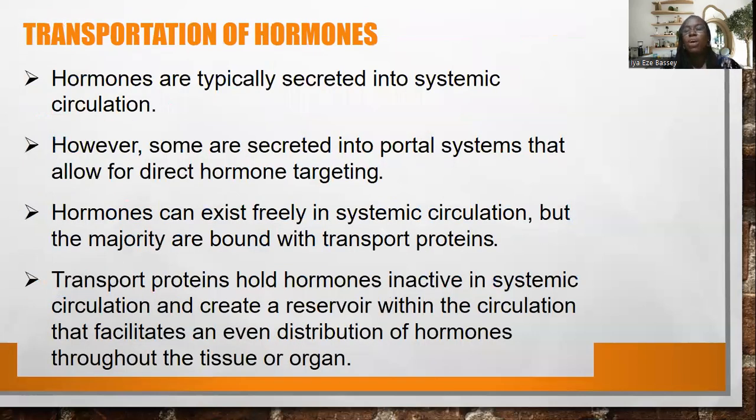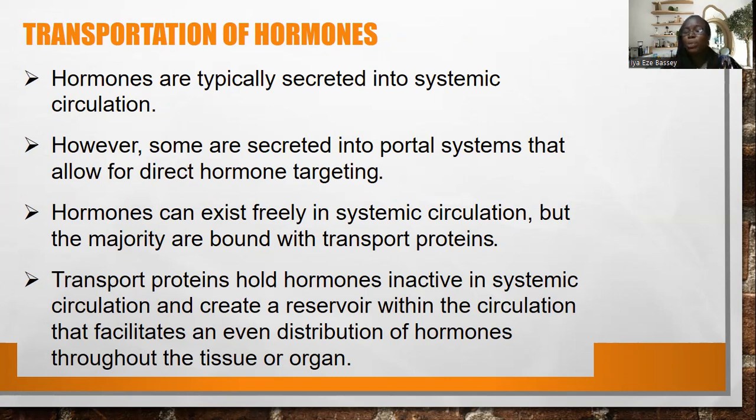All right, so how are these hormones transported? Usually the hormones are secreted into systemic circulation, the blood circulation, like we've already said. Some of them are secreted into portal system and allow for direct hormone targeting. Some of them are released directly to go and act. Some of them exist freely, while some of them are bound to proteins. We had said that before.